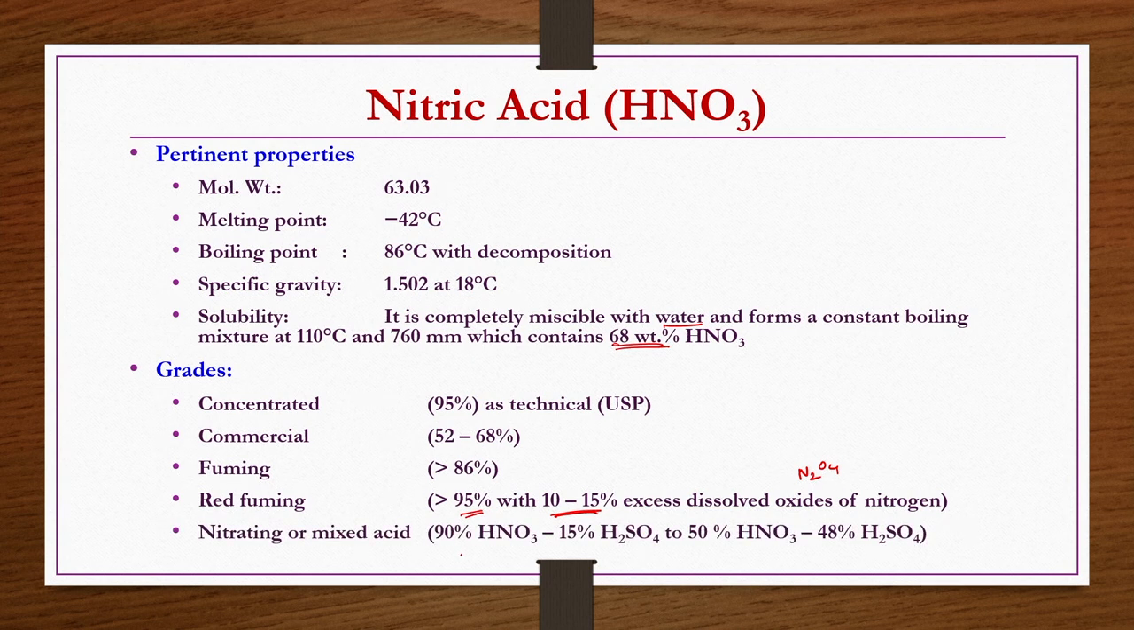Then there is nitrating or mixed acid, which is a mixture of nitric acid and sulfuric acid. The fraction of nitric acid and H2SO4 varies in general. It may be rich in HNO3, as much as 90% HNO3 with as low as 15% H2SO4. It may also have 50% HNO3 and 48% H2SO4. Wide ranges are possible depending on the applications.